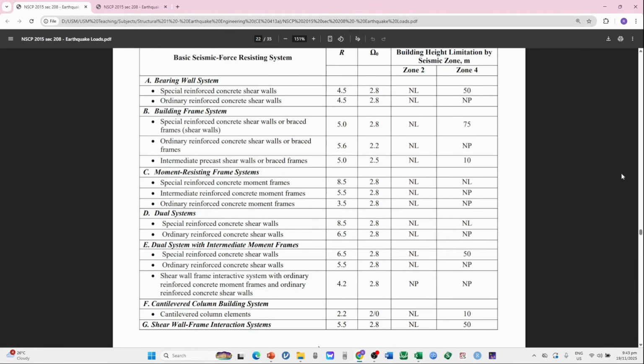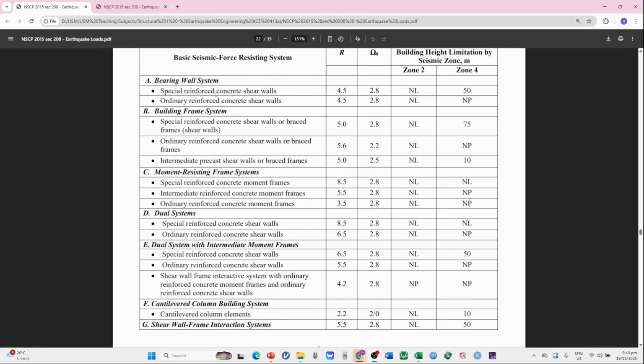But first, let's consider this NL, NL, NP. What is this NL? NL means no limits, and NP means not permitted. Not permitted means you cannot build a structure with this type of seismic force resisting system.